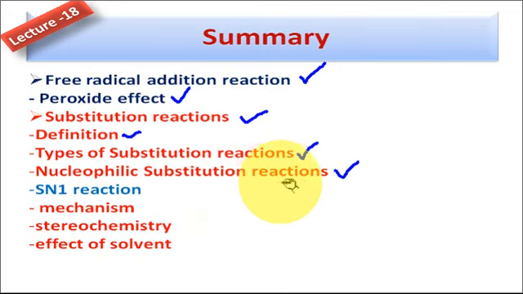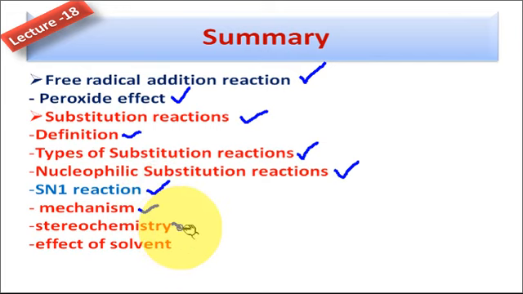the nucleophilic substitution reactions are of four types: SN1 reaction, SN2 reaction, SNi reaction and SNAr reaction. And we have started the detailed mechanism of the SN1 reaction today, in which we have learned that in the first step of the SN1 reaction, the carbocation formation takes place. It is the rate determining step. In the second step, there is the formation of the oxonium ion, and in the third and last step, deprotonation of the oxonium ion results in the formation of the desired product.